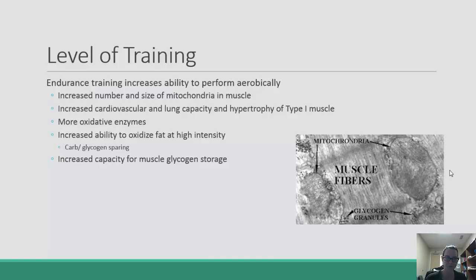We also know that these individuals have more oxidative enzymes and an increased ability to oxidize fat at high intensity. We just talked about how the higher the intensity, the more our body has to rely on carb. But when you train more, you're able to oxidize fat more at higher intensities. This is carb or glycogen sparing, which means that these individuals can exercise for longer at this higher capacity. They also have an increased capacity for muscle glycogen storage, and we can see why this would be beneficial in performance as well.